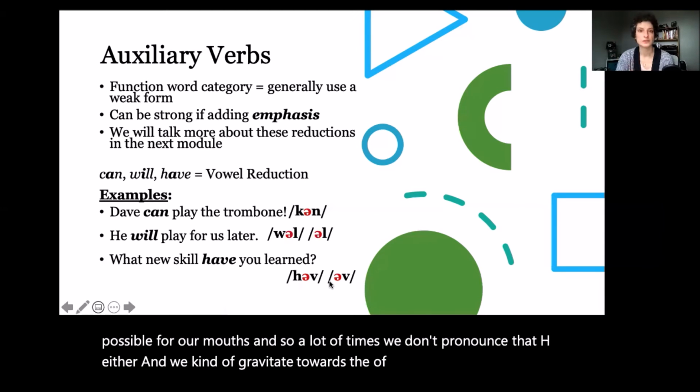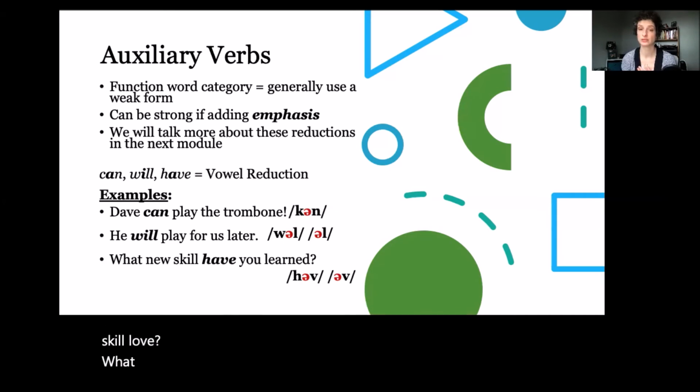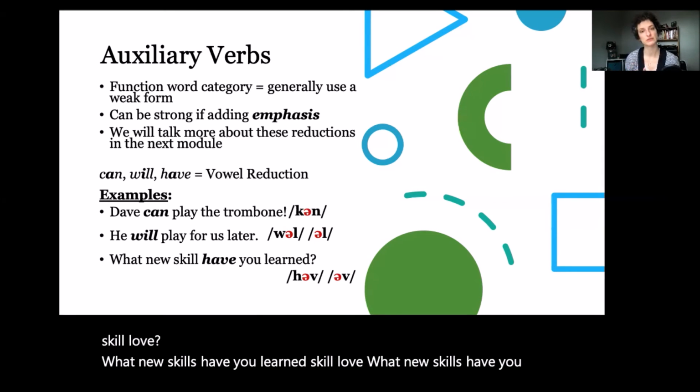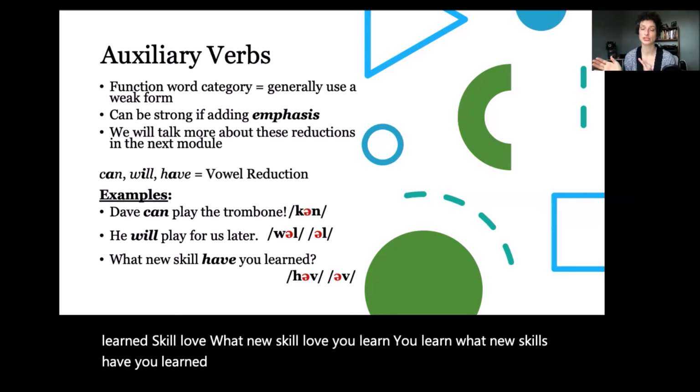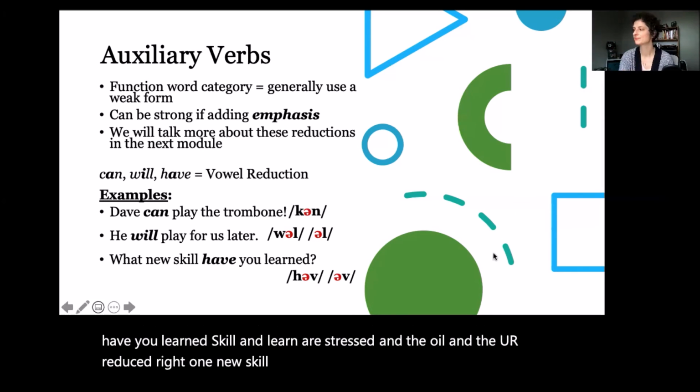What new skill of, what new skill have you learned? Skill of, what new skill have you learned? You learned. What new skill have you learned? Skill and learn are stressed, and the ul and the u are reduced, right? What new skill have you learned? All right.